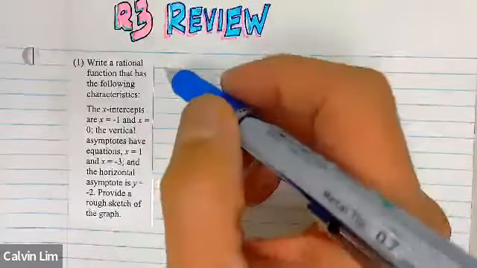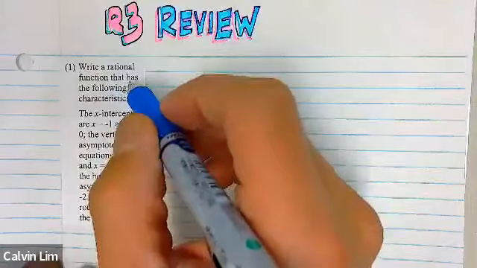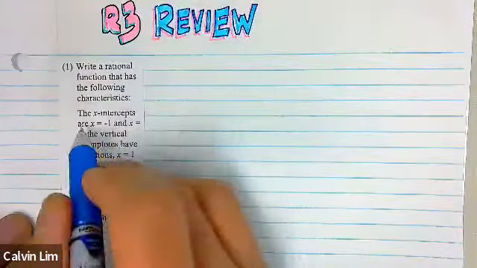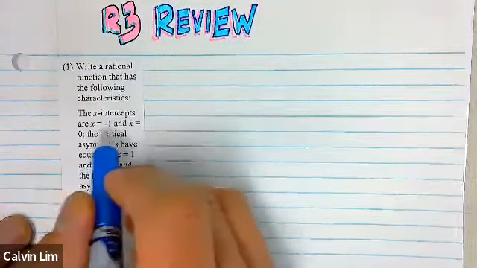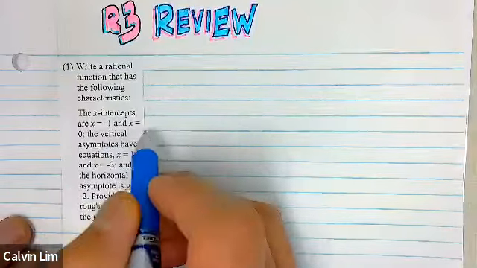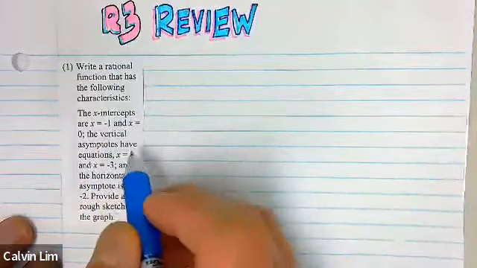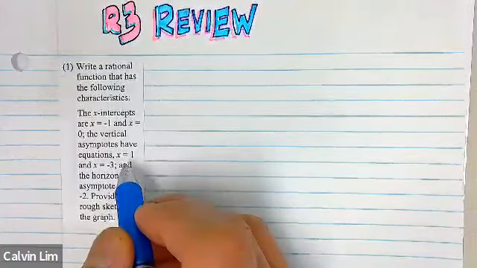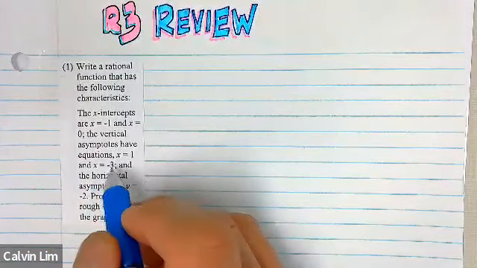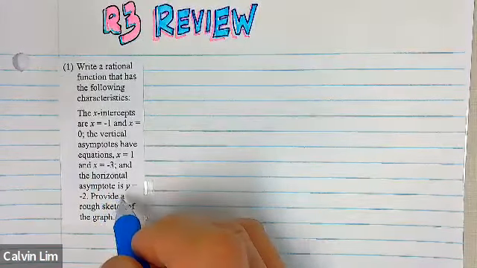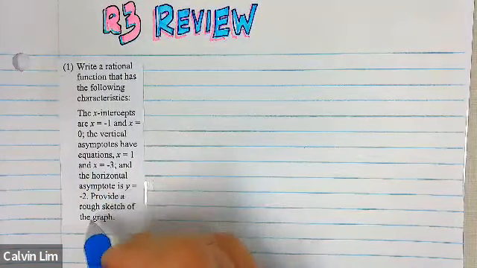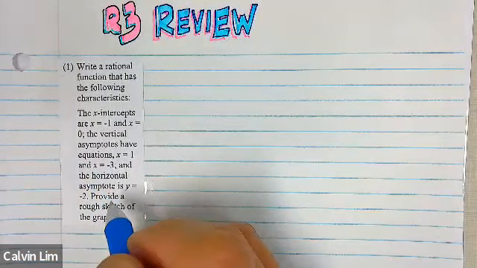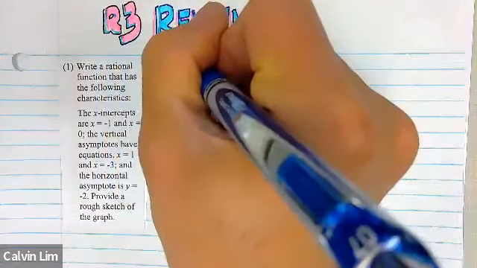Okay, so the first question here: write a rational function that has the following characteristics. The x-intercepts are x equals -1 and x equals 0. The vertical asymptotes are x equals 1 and x equals -3, and there's a horizontal asymptote of y equals -2. You don't have to provide a sketch. So always try to do this in function notation.